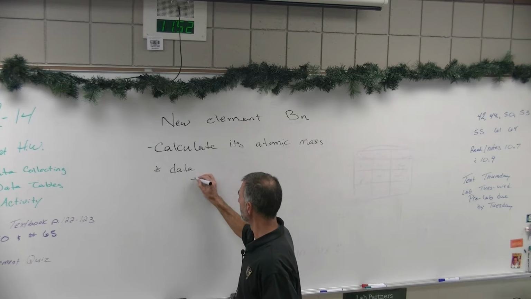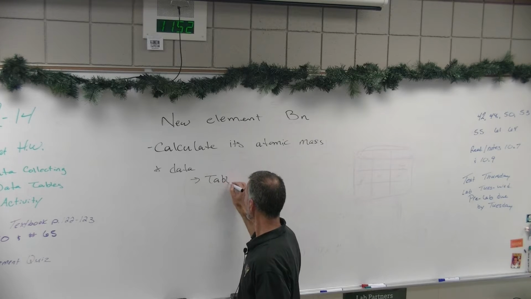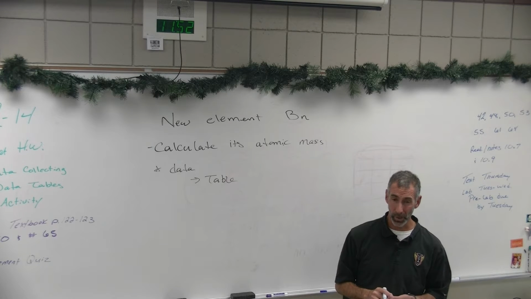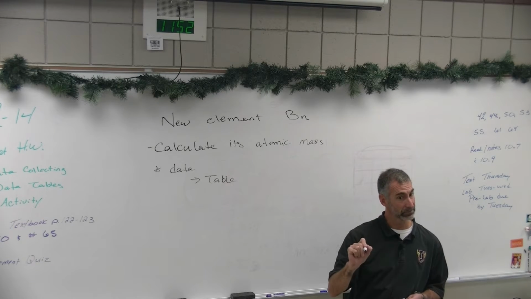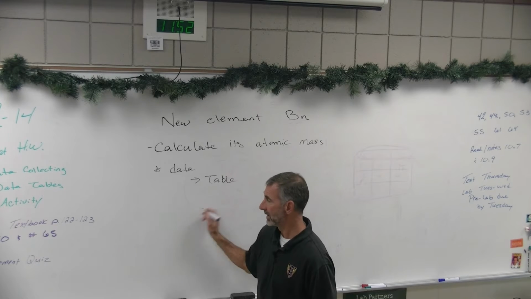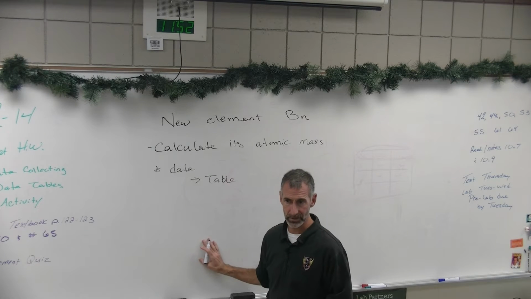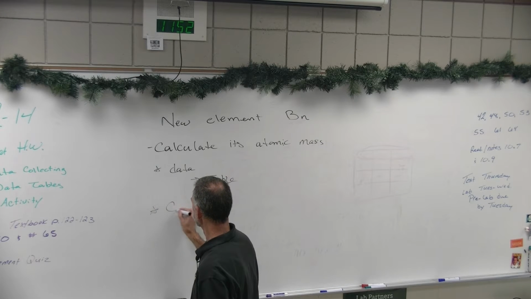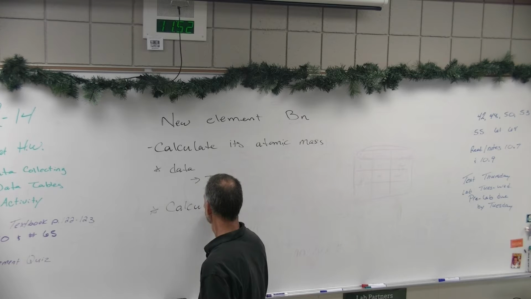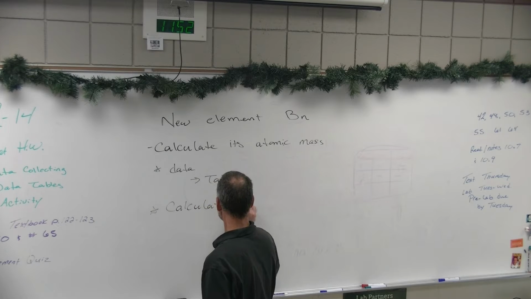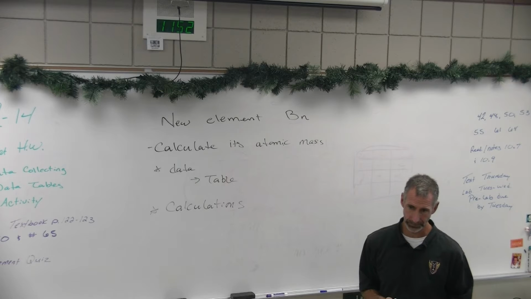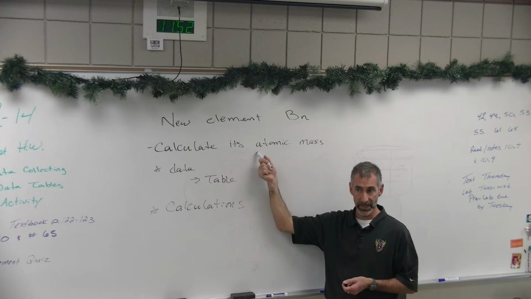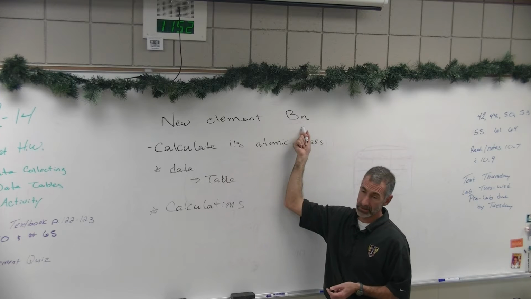Make a data table. Make a data table for your quantitative data. Your qualitative data can be a bullet point. Okay, you can say qualitative data and make a bullet point with all the observations. And then the big thing here is I need calculations. Okay, I need calculations. The biggest calculation is this. You're going to calculate the atomic mass of Bn. Okay.